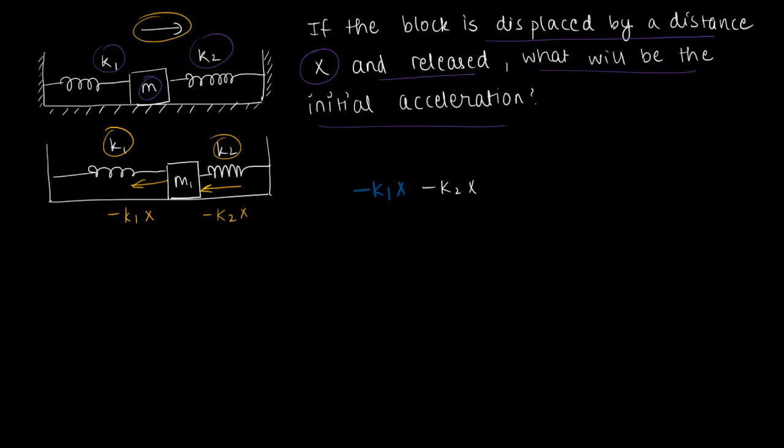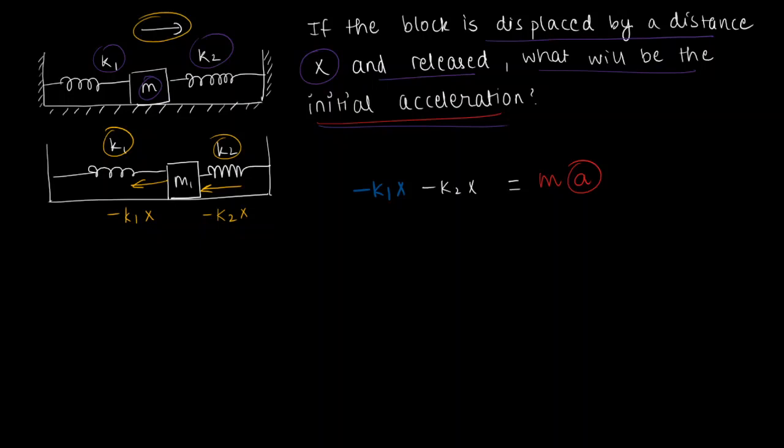And this is equal to the mass of this object, that is m, times the acceleration, the initial acceleration that we need to find. And the reason why there is an initial acceleration is because after t equals 0, it will oscillate in a simple harmonic motion that we don't need to consider right now.